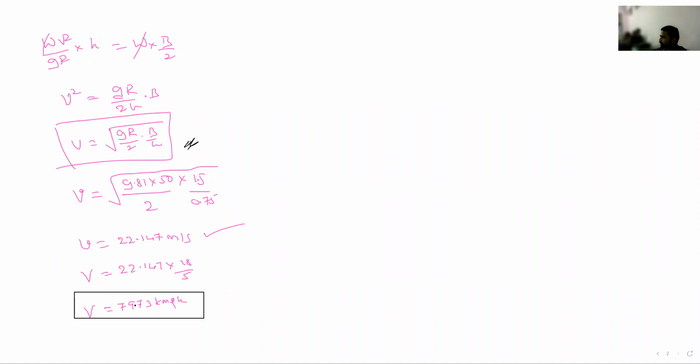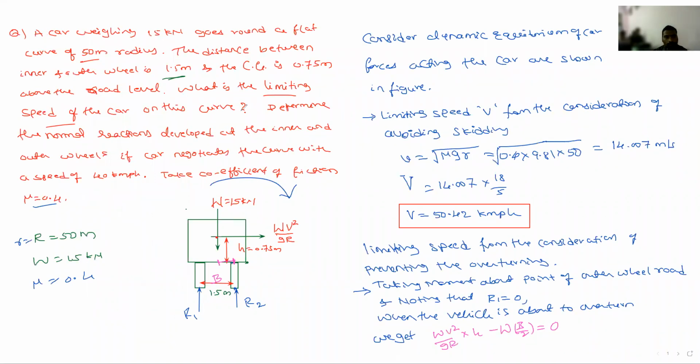How has this formula come? You know how the overturning formula comes, right? You have to take the moment about one wheel. Next, what is asked in the problem? Determine the limiting speed of the car on this curve. It means the car should travel safely. It should avoid the skidding and it should avoid the overturning.